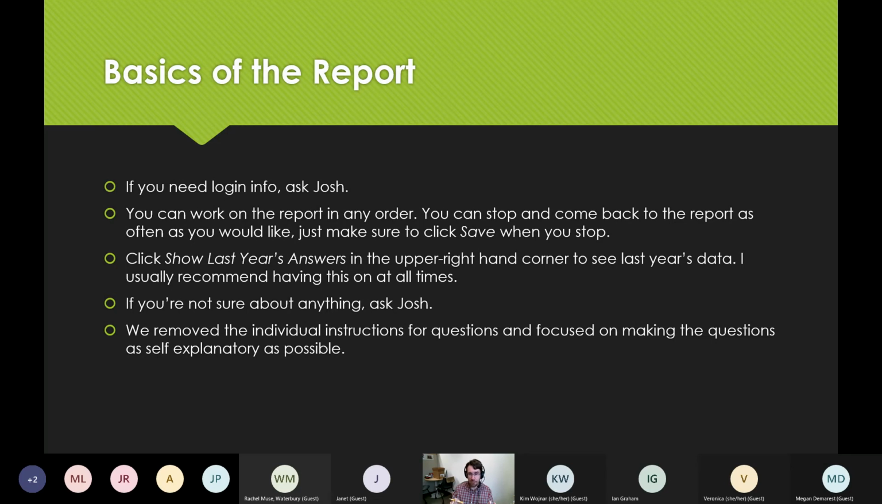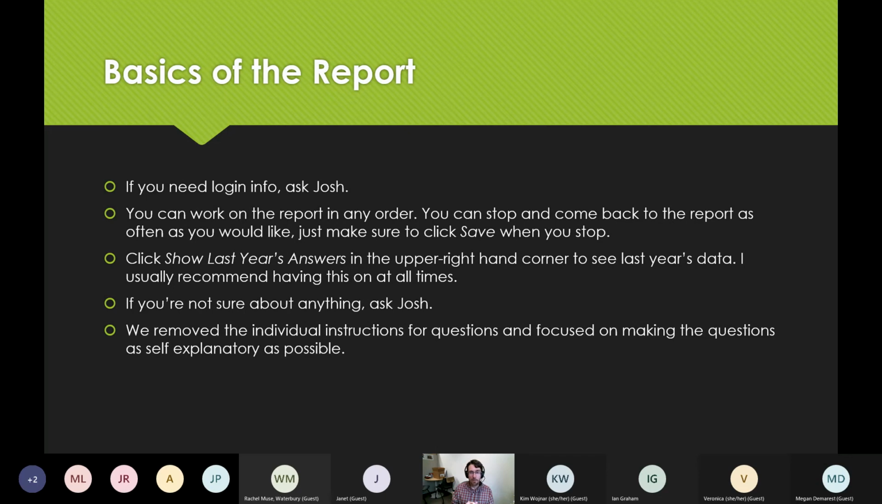Okay, next, basics of the report. You can work on the report in any order. You can jump through it. It's totally fine. It is presented in an order, but you can go back and forth. You can do this section, that section, etc. You can stop and come back to it whenever you want. You're not doing it all in one go. It's not like one of those horrible forms where you have 15 minutes and you have to do it all at once. You can do it through the whole process.